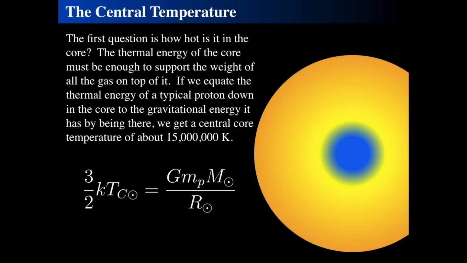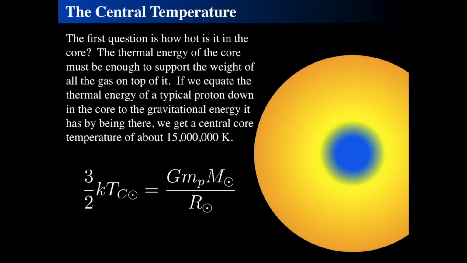So if we equate that thermal energy, which is 3/2 kT, for a typical proton, which is what most of the sun is made out of down in the core, to the gravitational energy it has by being there, which is G M m_p, where m_p is the mass of the proton and M is the mass of the sun, divided by R sub sun. So we're just saying the gravitational potential energy of a proton at the center of the sun, which is the right-hand side of the equation, we set it equal to the average thermal energy at the core of the sun.